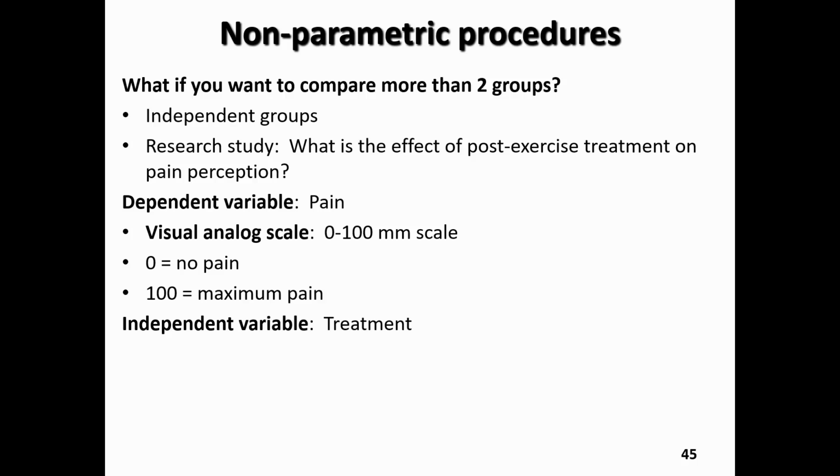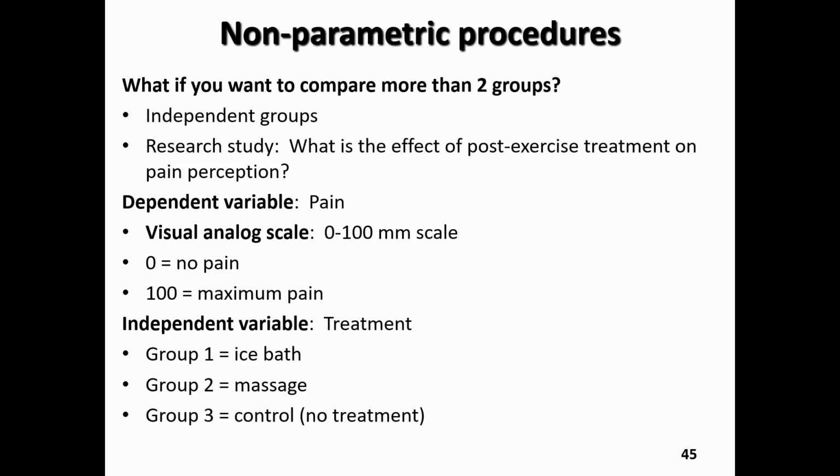And so after the exercise period, individuals are randomly assigned to three different groups, and within each of those groups, they carry out some form of treatment. The first group, right after the exercise, would complete an ice bath procedure. The second group would receive a massage immediately post-exercise, and the third group would receive no treatment. And then following the treatments, the individuals would be evaluated for their post-exercise pain along this 100 millimeter scale.